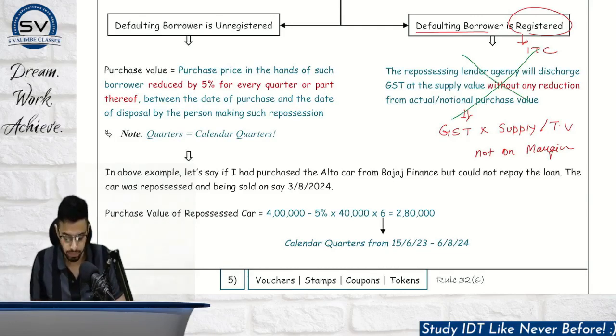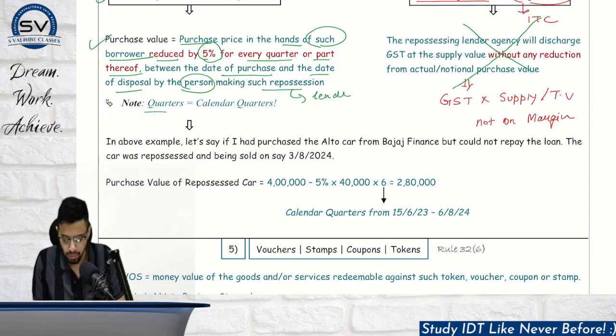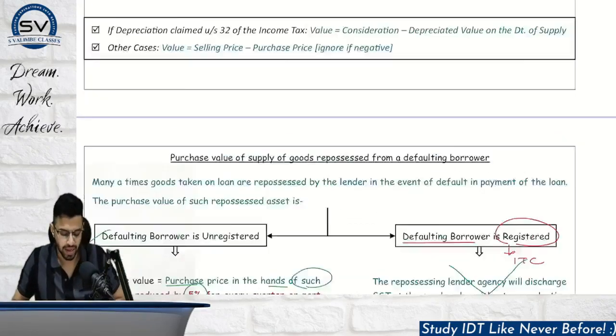It simply means that when the defaulting borrower is unregistered, the purchase value will be the purchase value in the hands of such borrower who has defaulted, reduced by 5% for every quarter or part thereof between the date of purchase and date of disposal by the person making such repossession, that is the lender. Quarter means calendar quarter. Now I know you must be feeling some friction in this particular topic. So let's take an example first.